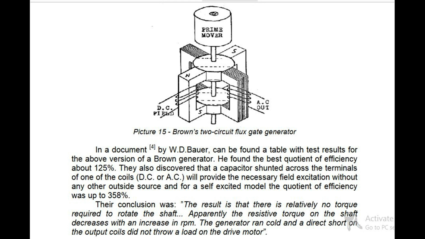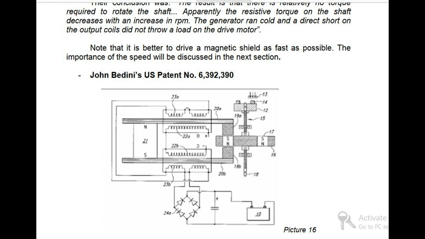Apparently the resistive torque on the shaft decreases with an increase in RPM. The generator ran cold, and a direct short on the output coils did not throw a load on the drive motor. Note that it is better to drive a magnetic shield as fast as possible. The importance of the speed will be discussed in the next section.